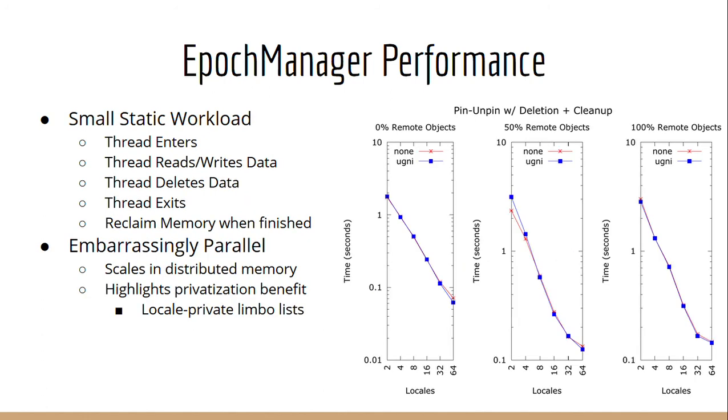Next, another typical workload is analyzed where no reclamation is performed until the very end, which is typical when the number of objects is bound and can fit within the memory without running out of memory. The number of remote objects to be reclaimed varies by 0%, 50%, and 100%, which measures the overhead of reclaiming remote objects. As the result suggests, Epoch Manager is embarrassingly parallel in this scenario. It scales in distributed memory, and this highlights privatization benefit, especially of locale private limbo lists.